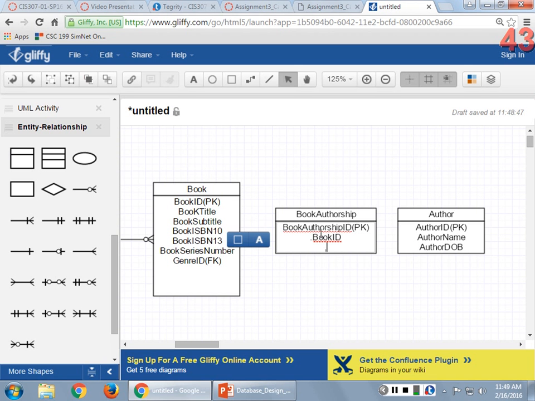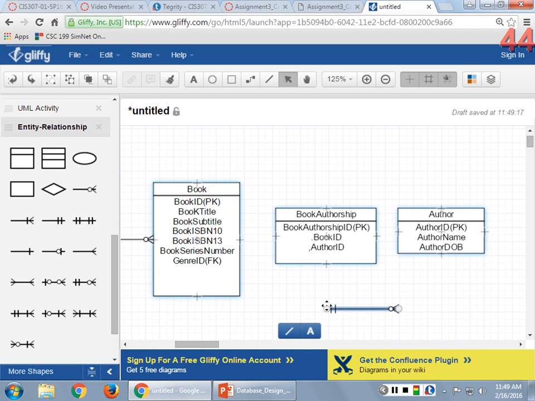Well, the book ID is already here, right? So we need to figure out what will be the second part. So this entity links books to what entity? To author, right? So we need to have author ID right here. Okay? And then, I don't know, we can enter other attributes, but we'll keep it like that. So in that case, one book authorship is associated with exactly one book, right? And one book can have many authorships. It cannot have 0, so it's one or many and one here.